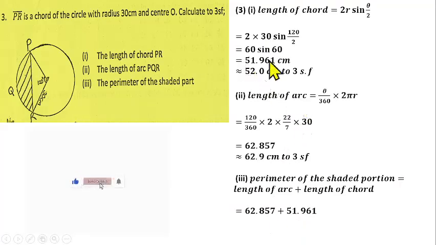So we have 62.857 plus 51.961. That should give us 114.818. Then to 3 significant figures, that should give us 115 centimeters, which is the length of the perimeter of the shaded portion.